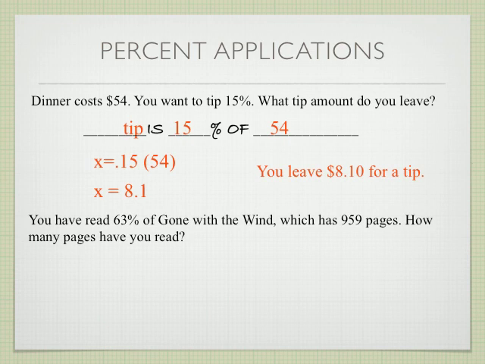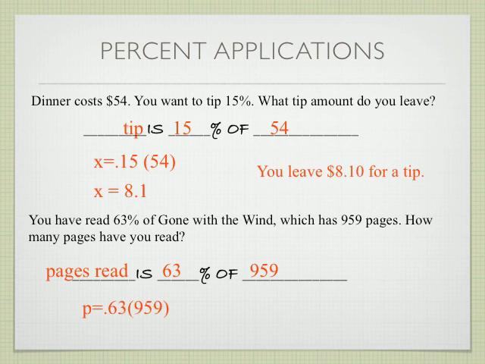I've read 63% of Gone with the Wind, which has 959 pages. How many pages have I read? Here's my sentence. So what I have read is 63% of the whole book. Does that make sense? The pages read is 63% of 959 pages of the whole book. Okay, so that would mean that pages is 0.63. Again, I take my percentage and convert it to its decimal form. Percent of means multiply. So I get 604.17. So I've read just over 604 pages.